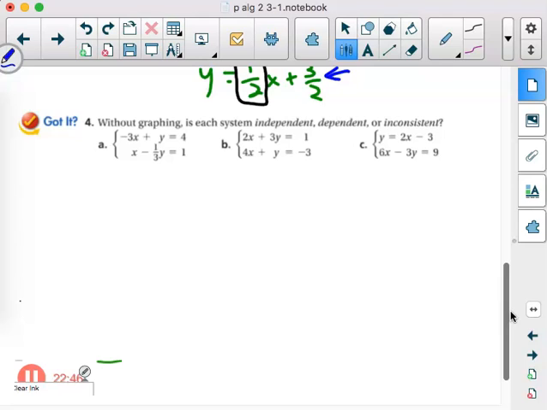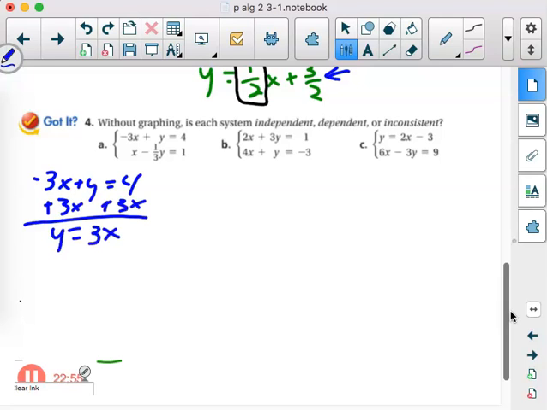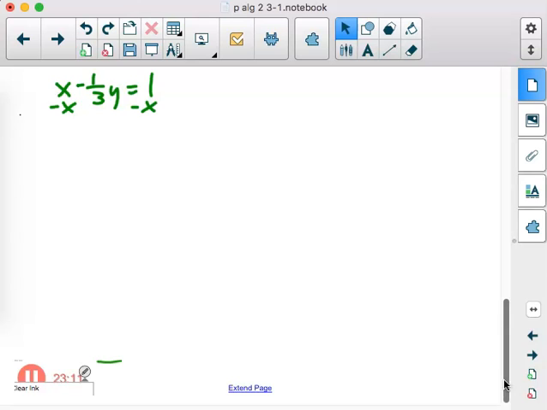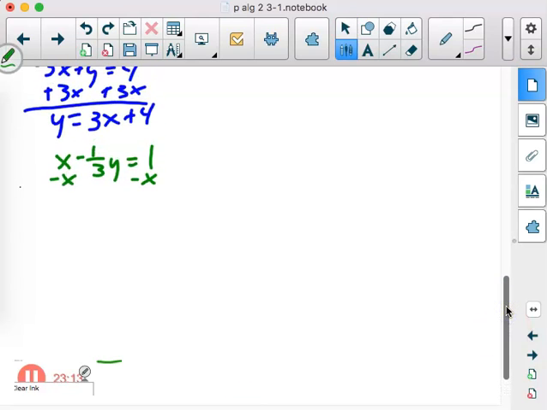So for 4a, I have negative 3x plus y equals 4, and I would just add 3x to both sides. And there it is. Now, the bottom one is x minus 1/3 y equals 1. It's going to take a little bit more work. So I'm going to have to subtract an x from both sides. I'm going to scroll this up because it's not going to like that I'm close to that recorder button. And negative 1/3 y equals negative x plus 1.